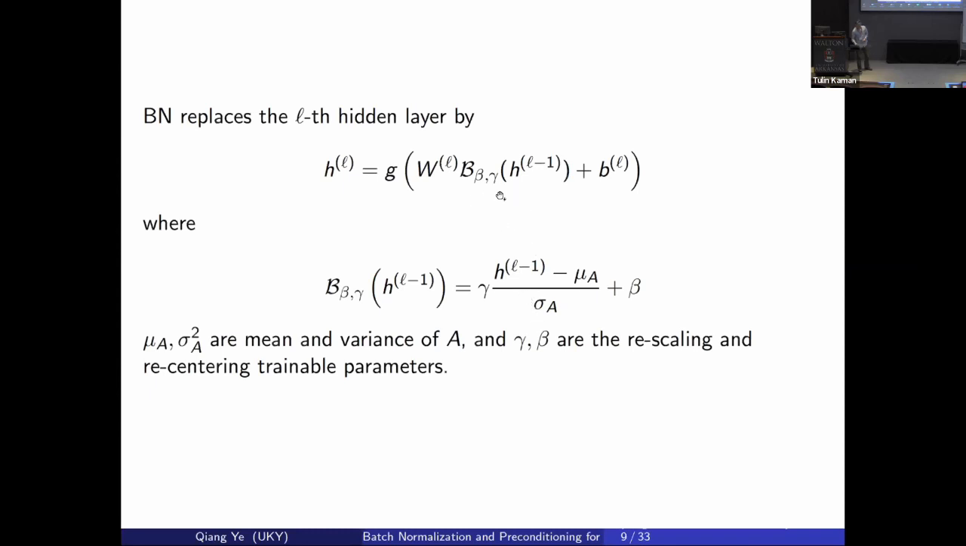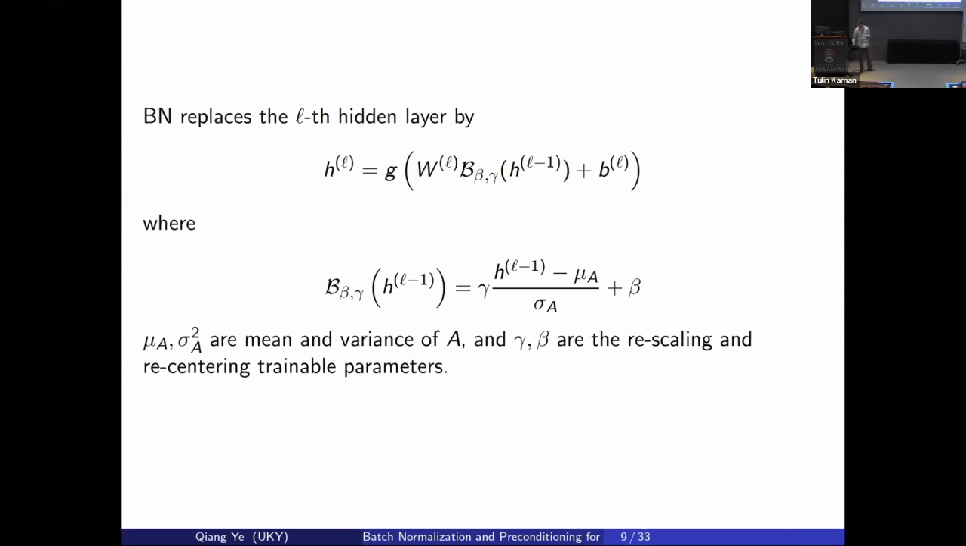So in layer L, H^(L-1) is the one that comes out from the previous layer. Before you feed it into layer L, you apply this batch normalization operator on that, and then feed it to W^L. Okay, so in this way, the normalized activation H^(L-1) will have fixed statistics, like fixed mean and variance.